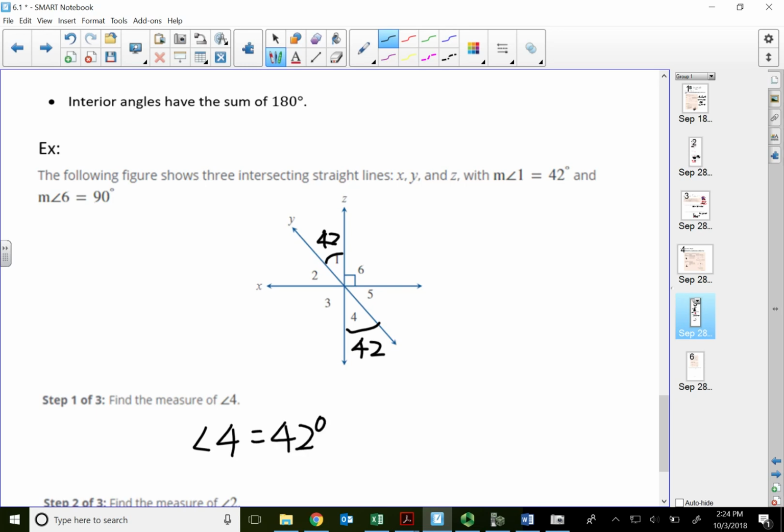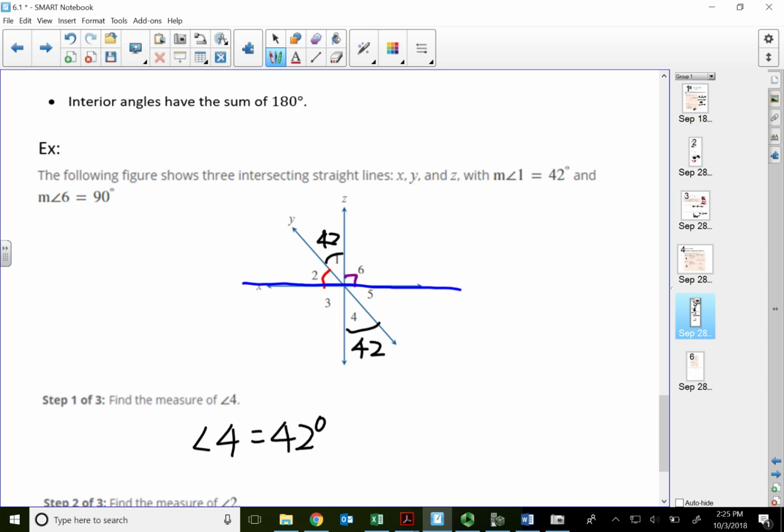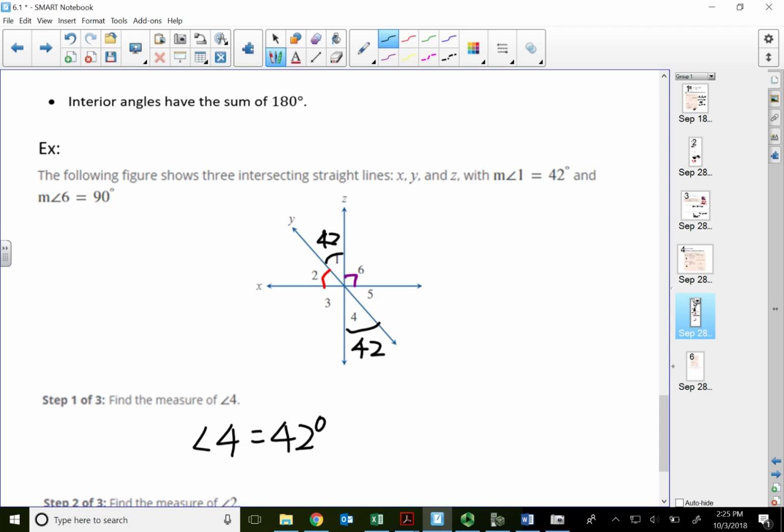Now let's find the measure of angle 2. Angle 2 is a little bit trickier because angles 2, 1, and 6 all sit on the same line, line X. Angle 2 touches Y and X. Angle 1 touches Y and Z. Angle 6 touches X and Z. So all three angles together, coming off the same line X and touching Y and Z, have to equal 180 degrees.